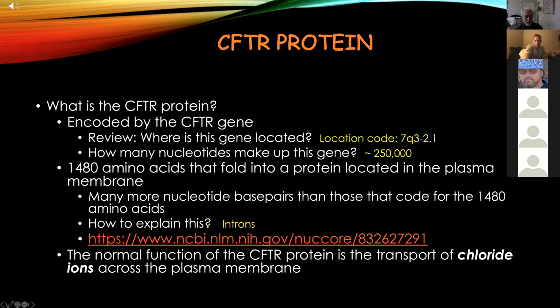Okay, so what is the CFTR protein? Well, it's encoded by the CFTR gene. Where is it located? The location code is given here. Does anybody remember how to translate this code? 7q32.1. That's the location of the CFTR gene. I remember what the 7 means. What's the 7? The 7 means the 7th chromosome.